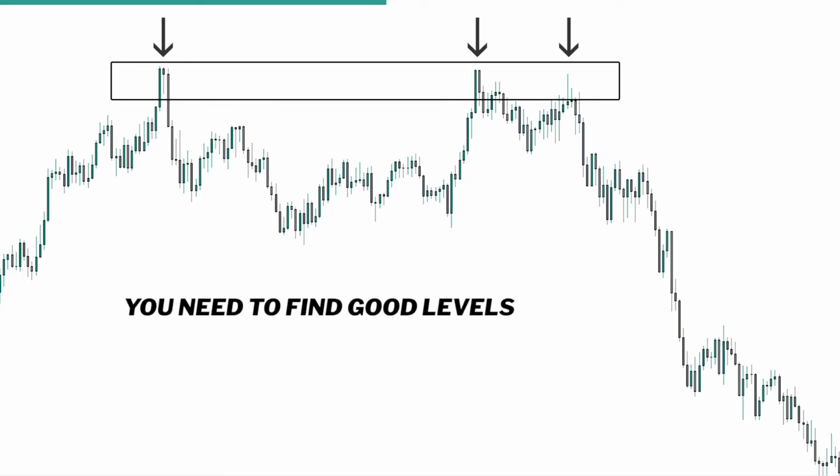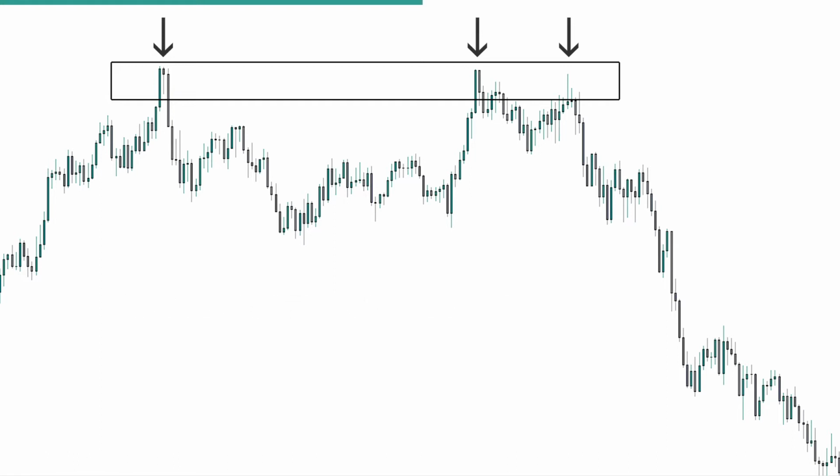You need to remember that there are no brownie points for finding obscure levels in the market, and you need to be focused on the levels that a lot of market participants are also identifying, so that there are a large number of market orders placed at these levels. A large number of orders will usually give you a greater reaction at this level.